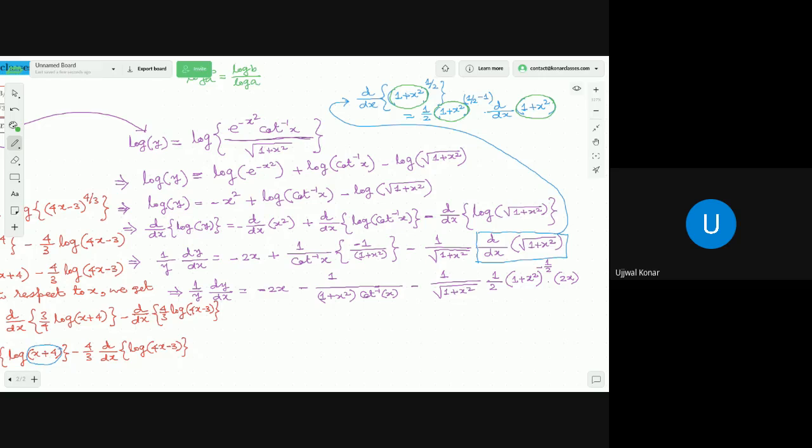It is actually, if you see, green circle power half means it is actually half into green circle power half minus 1. Yeah. d/dx of green circle. Now let's replace what is there in green circle.